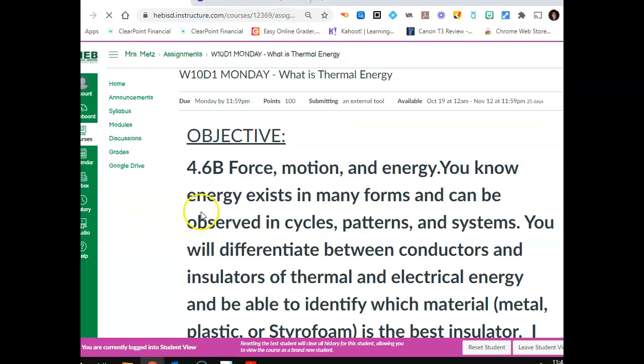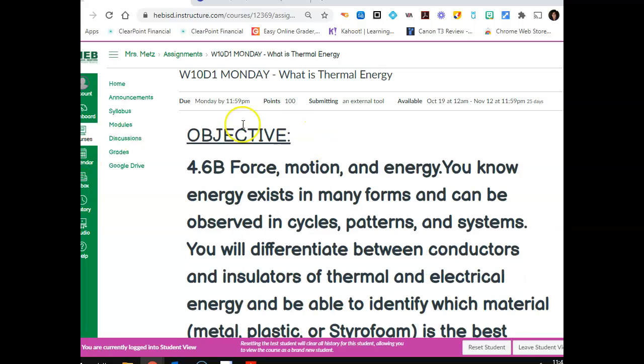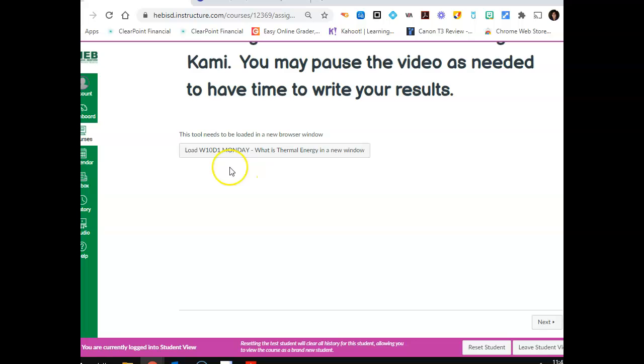I do have some ice. I'm going to have to go get it. So the first thing I want you to do is open up your assignment, week 10, day 1. Scroll down to the gray button that says load it, and load it. If it doesn't let you load it, you need to log into your Google email, because it won't let you load it unless you are in Google email.